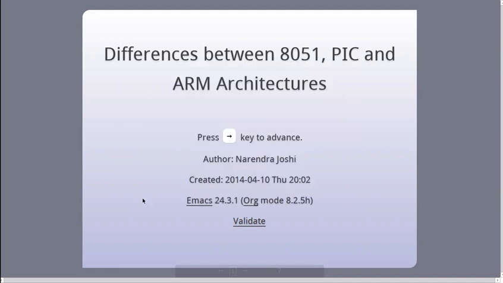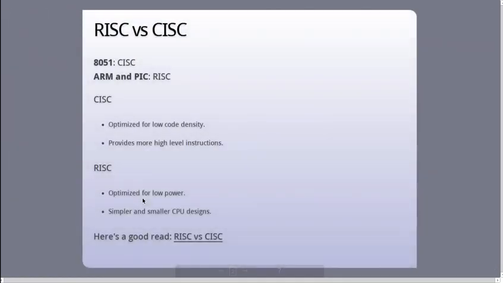Hello everyone, in this video I'll talk about the differences between 8051, PIC and ARM architectures. So 8051 is a CISC architecture processor, while ARM and PIC are RISC architecture processors.